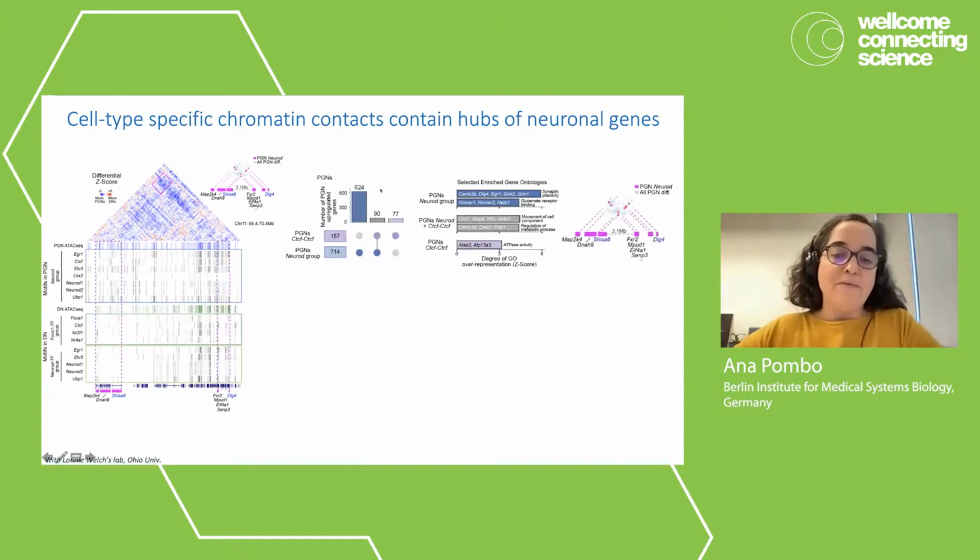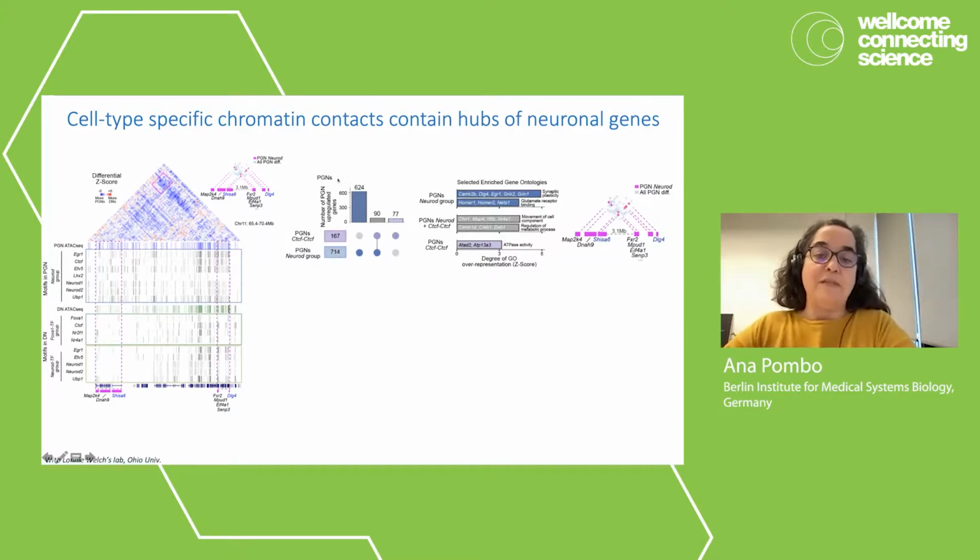And remarkably, we found that about half of all the upregulated genes in PGNs relative to the DNs are found within these differential contacts, the stronger differential contacts, and they are typically associated with TFs, NeuroD1, NeuroD2, as well as some other of the differentially expressed TFs. Some have CTCF on both sides, but not all.